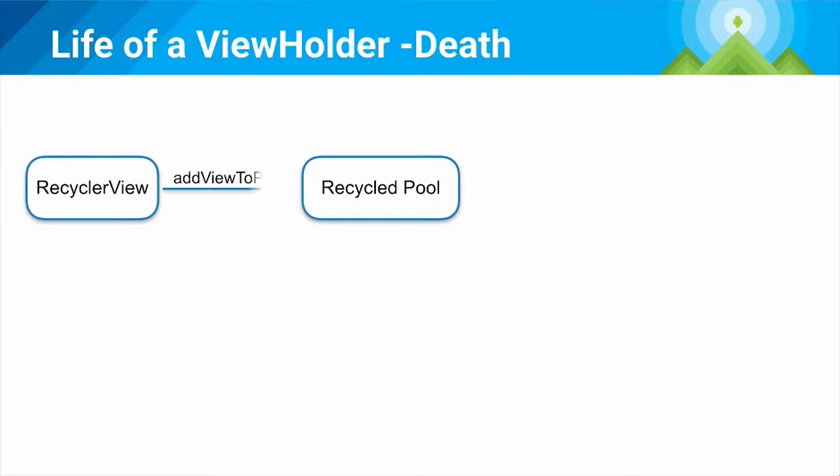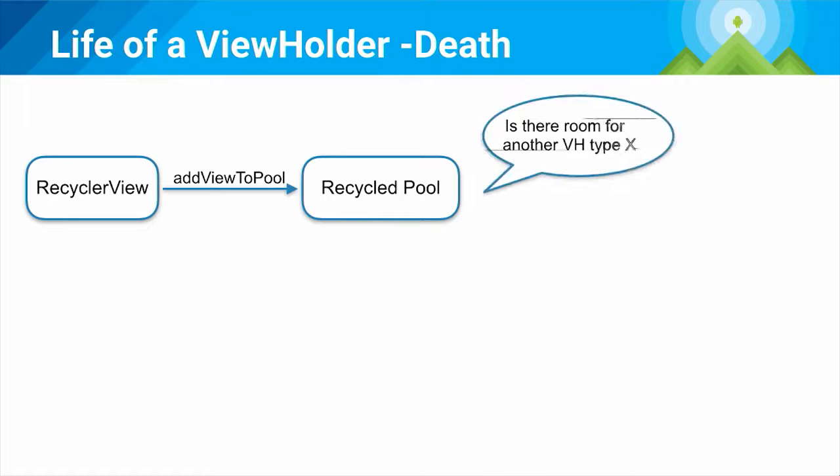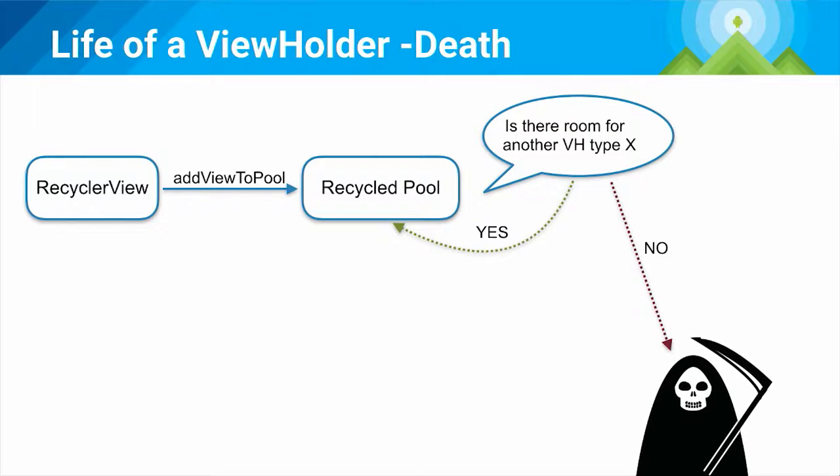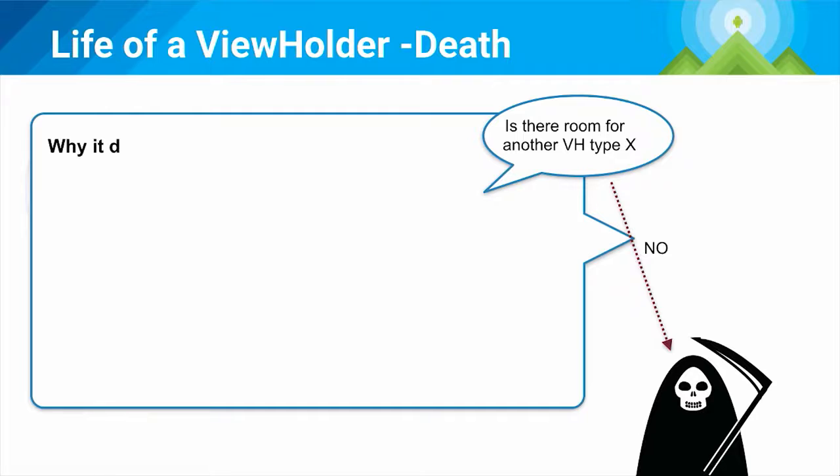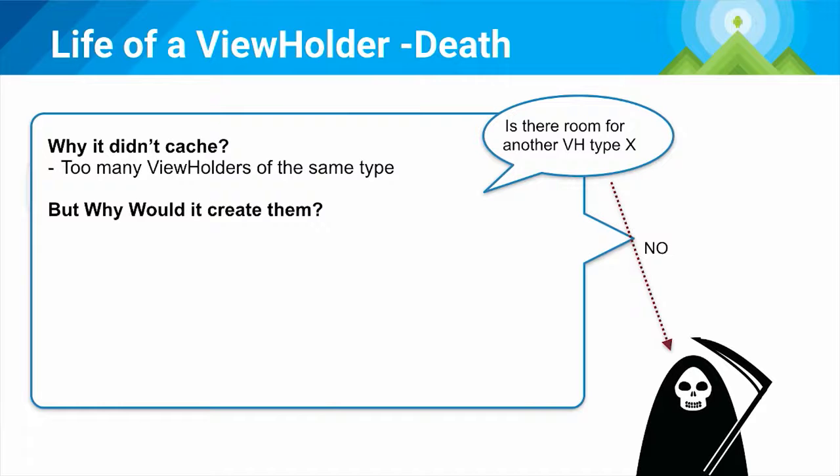Okay. So another case is RecyclerView adds a view to the pool and the pool says, okay, I have too many of these views of type X. And when that's the case, it says, no, I don't want to recycle it because I already have 5 of them. And then we kill the view. You don't want this to happen. So why would this happen? Basically you just have too many view holders at the same time. We already have them. Why would we create too many of them? Why did it create instead of using the existing one?